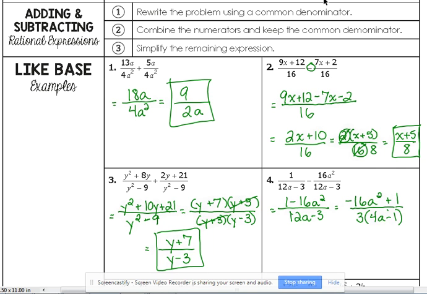All right. So, I don't like a negative leading coefficient in the numerator. So let's take out a negative. 16a squared minus 1 over 3 times 4a minus 1. That numerator, guess what? It's the difference of perfect squares.